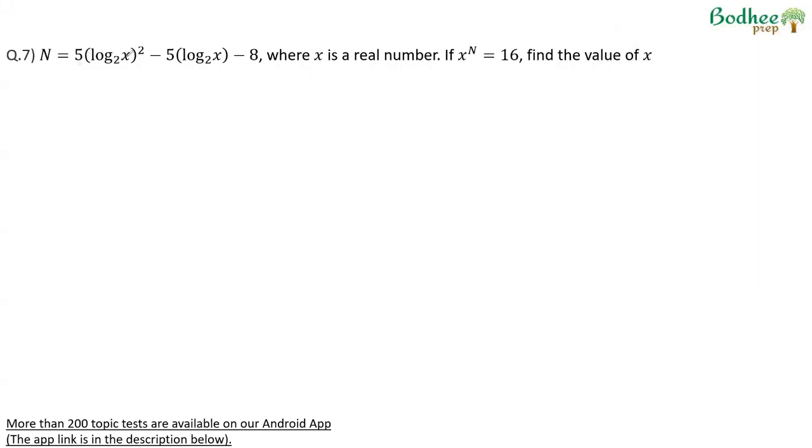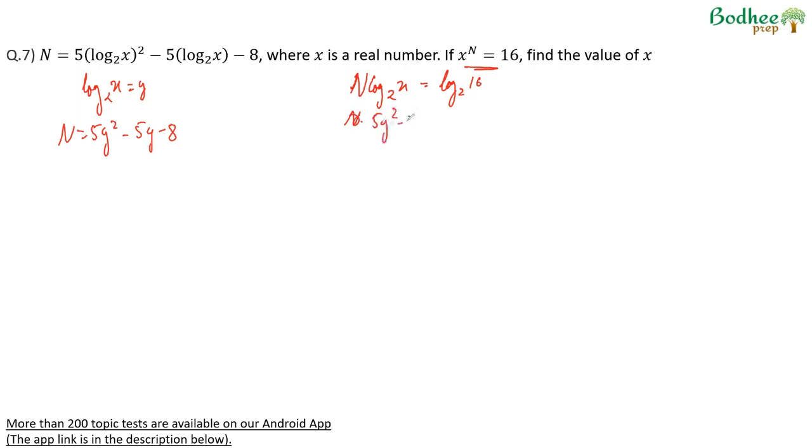N is 5 times log of x to the base 2 square minus 5 times log of x to the base 2 minus 8. X raised to power n is 16. Find the value of x. Suppose log of x to the base 2 is equal to y. We can write n as 5y square minus 5y minus 8. Also, here if we take log, we'll write n log x to the base 2 will be equal to log 16 to the base 2. And therefore, n is 5y square minus 5y minus 8 into x.